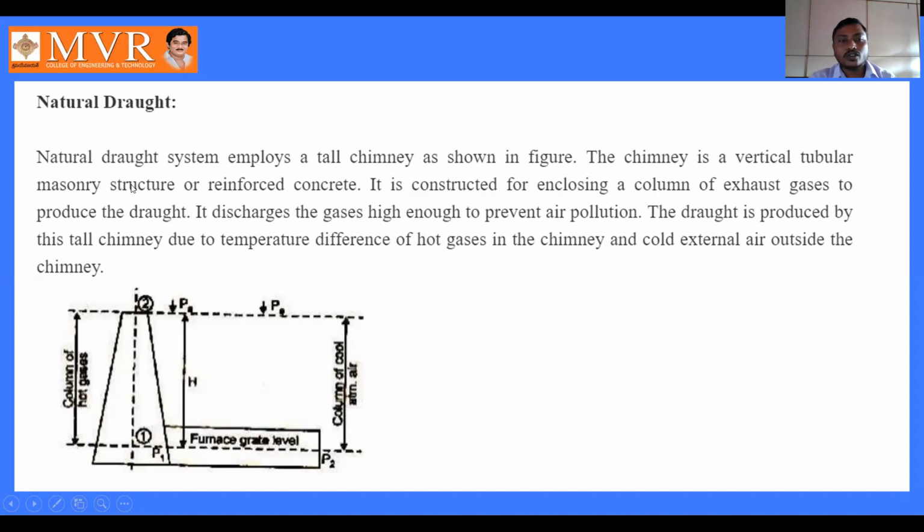The chimney is a vertical tubular masonry or reinforced structure. See here, it is in a vertical position. The chimney we are observing here has been constructed using reinforced concrete. It is constructed for enclosing a column of exhaust gases to produce the draft. Under the chimney, the draft is going to be produced. It discharges the gases high enough to prevent air pollution.